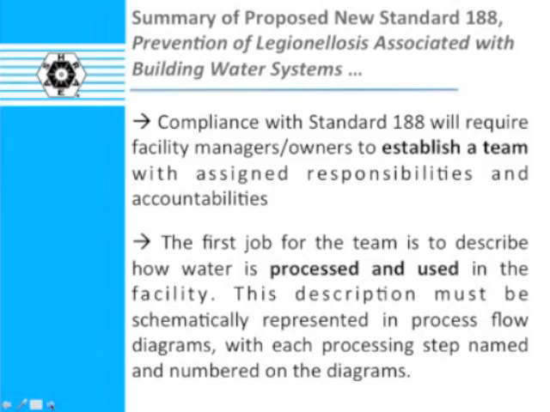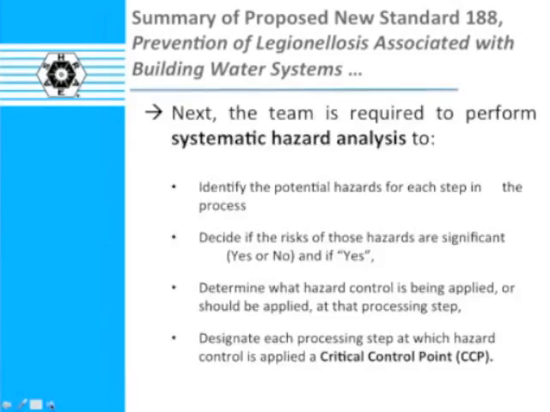The first job for the team is to describe how water is processed and used in the facility. This description must be schematically represented in process flow diagrams with each processing step named and numbered on the diagrams. Next, the team is required to perform systematic hazard analysis, and that requires identification of the potential hazards for each step in the process, and a decision about the risks of those hazards. These are qualitative risk characterizations. It's not a risk assessment in a quantitative sense. It's a qualitative characterization of risk.